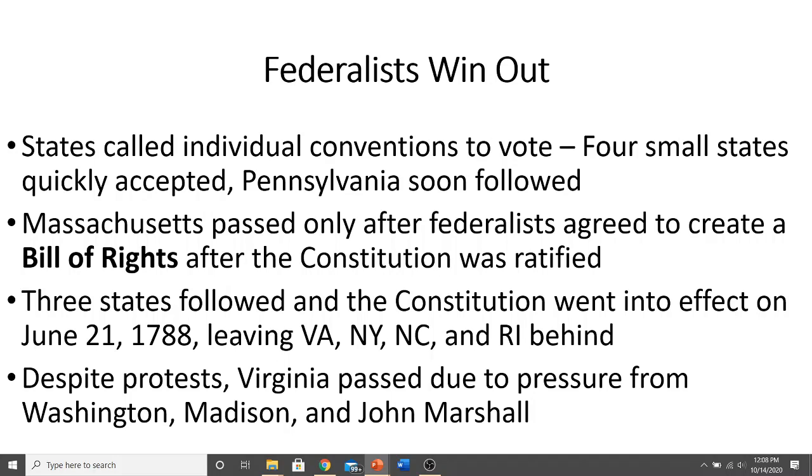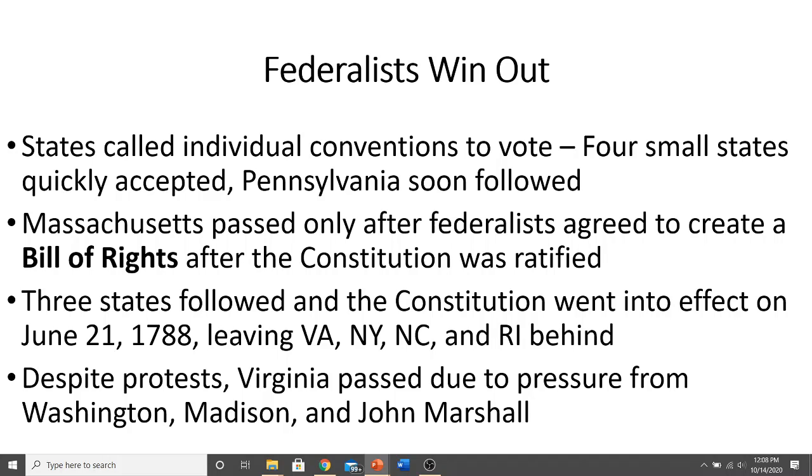Federalists end up winning out. As states call individual conventions to vote, small states quickly accepted. And you can understand why small states would, because they felt hurt by the way that representation worked. And they knew that having the Senate and equal representation of states would help them a lot. Pennsylvania also soon follows along. Massachusetts, however, only passes it after Federalists agree to create a Bill of Rights.